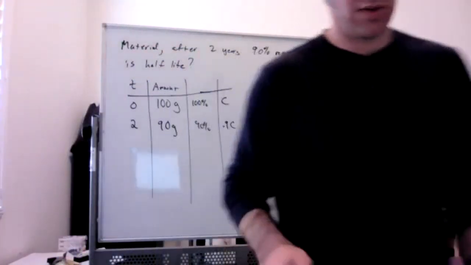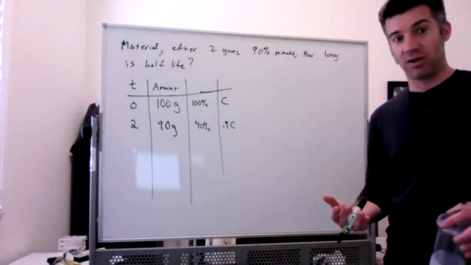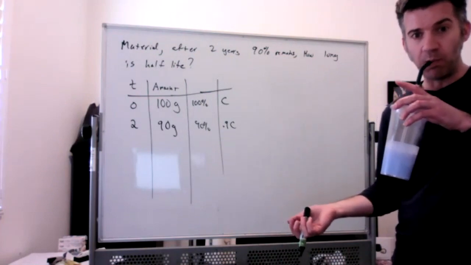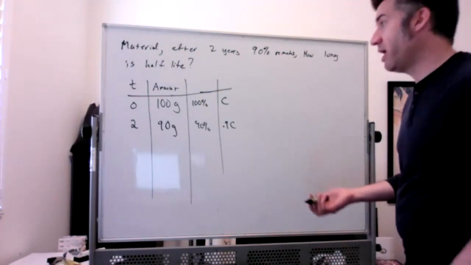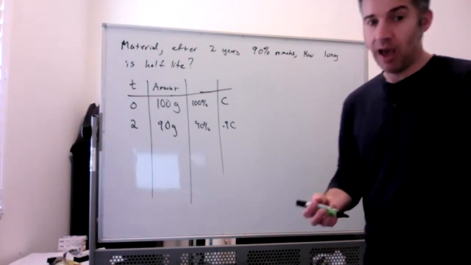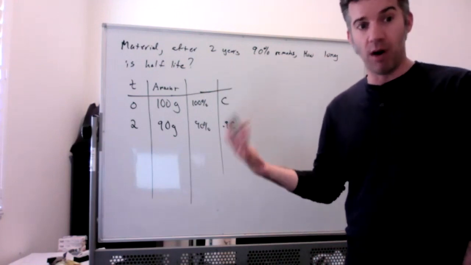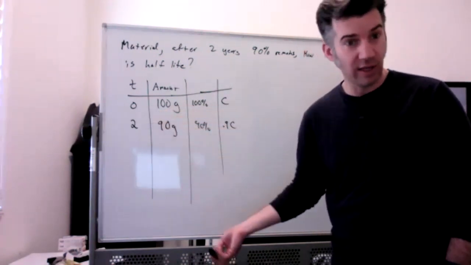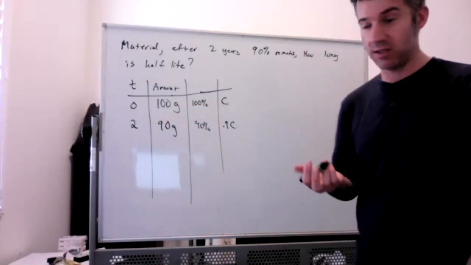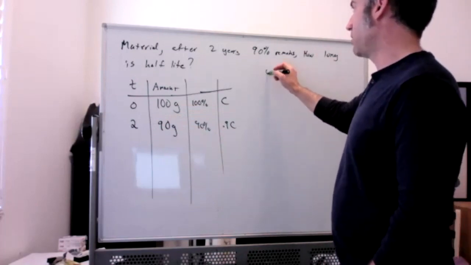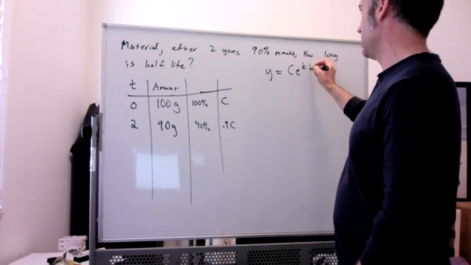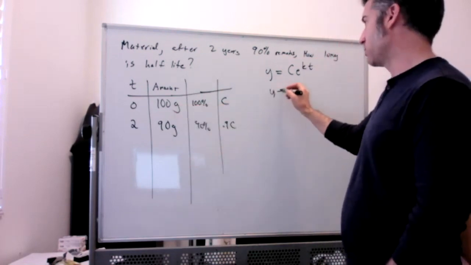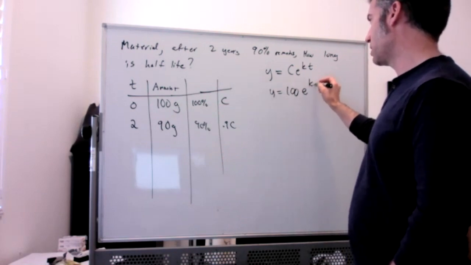But the real honest truth here is that you kind of have to say, I know I'm starting with some whole amount, and then 2 years later, I have 90% of that whole amount. So here's what I know. When I'm trying to find the model for exponential growth or decay, I need 2 data points. I have 2 data points. I'm good to go. I should be able to solve the system. So here's what I've got. My model is y equals c e to the kt. I decided that at time equals 0, I have 100. So I know I'm going to have y equal to 100 e to the kt.